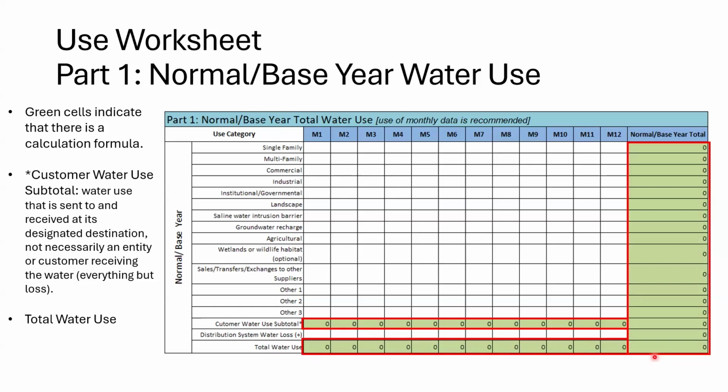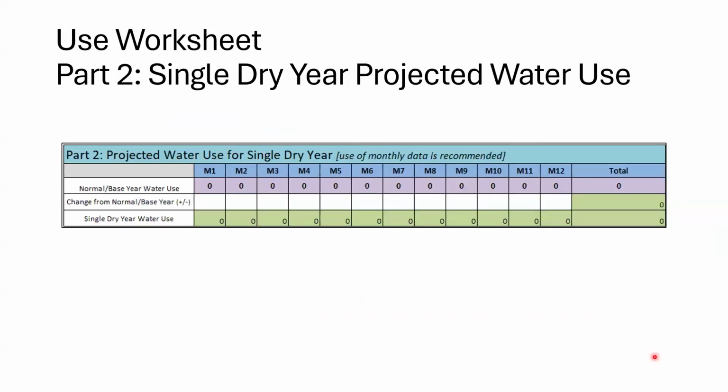All right. Great, and that's part one. So next we're going to get into part two, which is a single dry year projected water use. This part two is going to use data from part one in order to get your single dry year water use. So if you filled out part one, it's going to take those values here in this top row, or this purple row, and it will automatically fill those in for you.